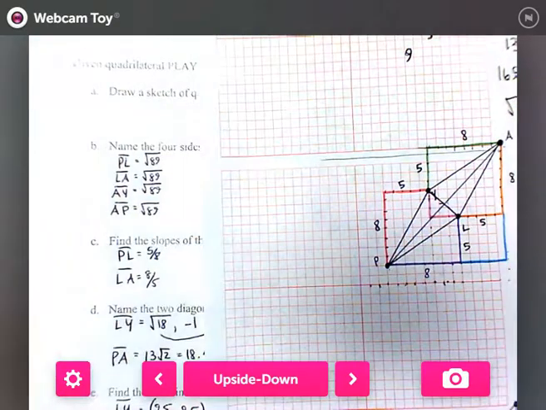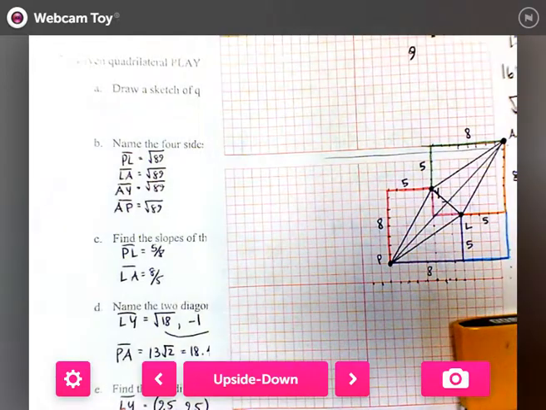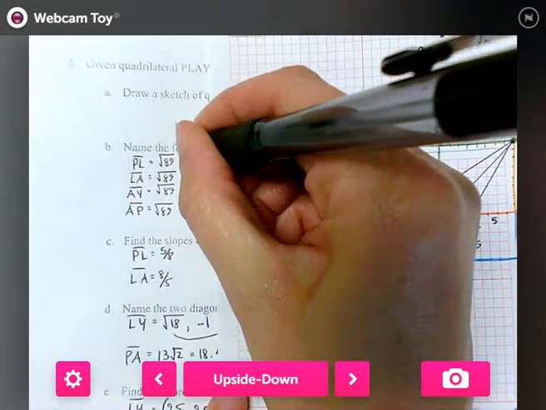Which the square root of 89 is... Anybody got it? What's the square root of 89? No? Come on, guys. I know some of you did this. So the square root of 89 is 9.4. So all of these are 9.4.